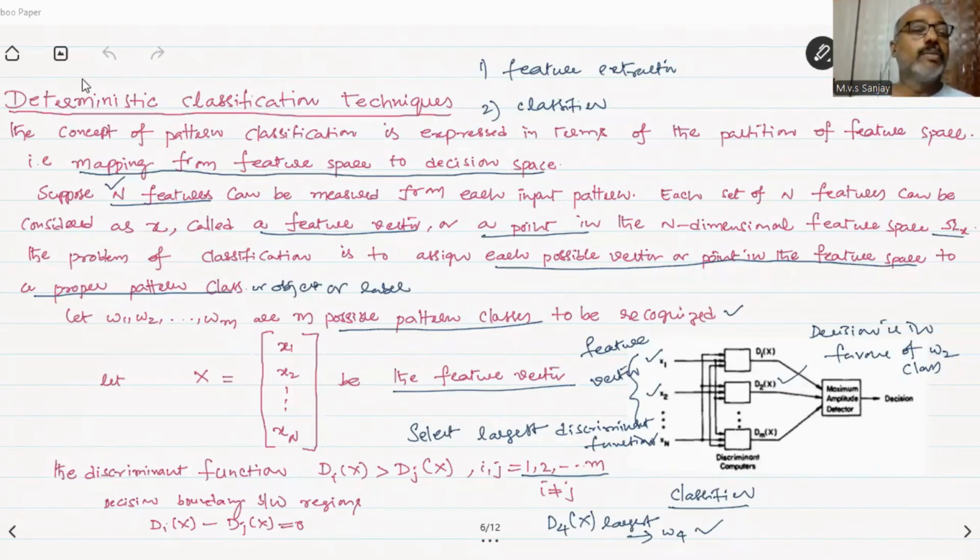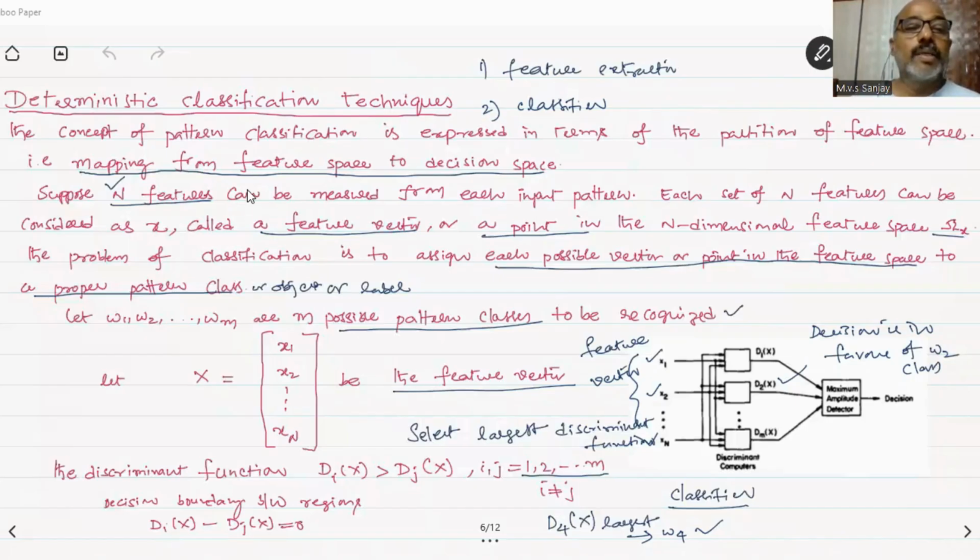Today, I would like to discuss deterministic classification techniques. Yesterday in class, we had a discussion on introduction to pattern recognition, template matching, and the feature-based approach. So now, what are the techniques that are available under the classifier?